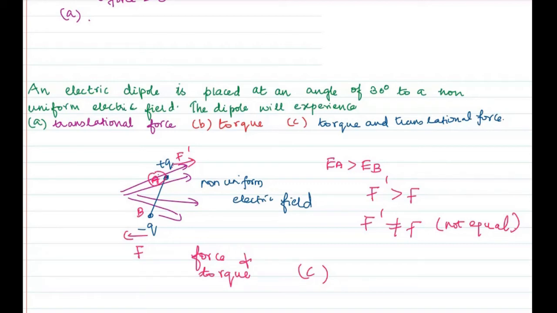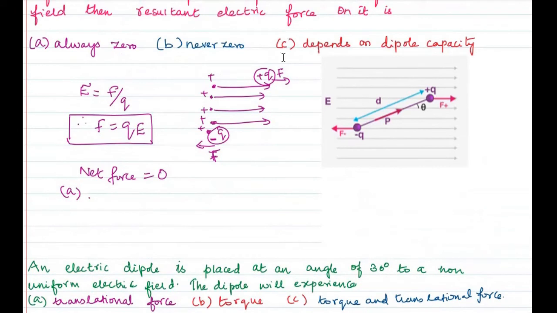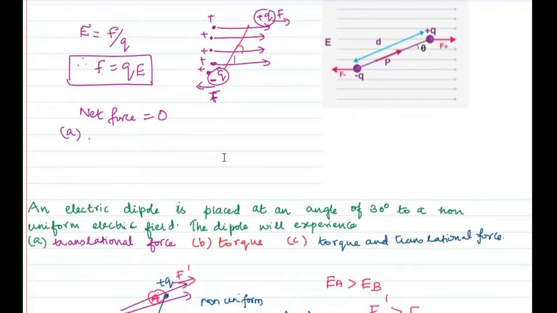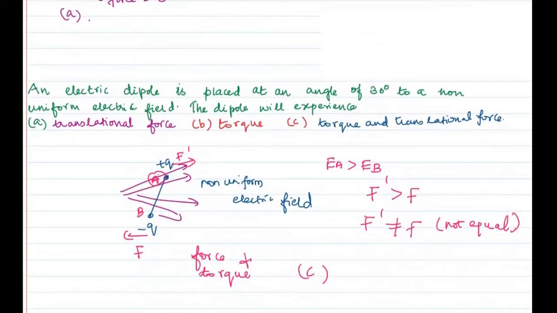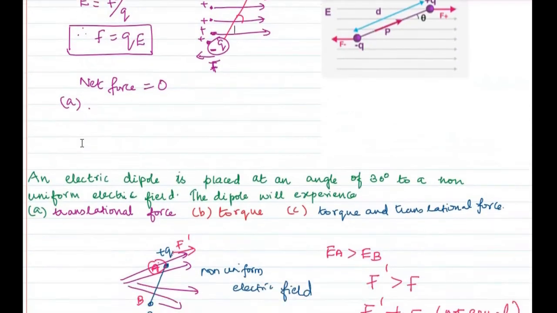In a uniform field, you have force to be 0 and you have torque alone. Since force is 0, we have only torque. Rotation of this dipole will be there. When the dipole is placed at some angle, there will be rotation of the dipole to align with the electric field. So in a non-uniform field, you have force and torque existing in the dipole. In the uniform field, you don't have force, you have only torque.